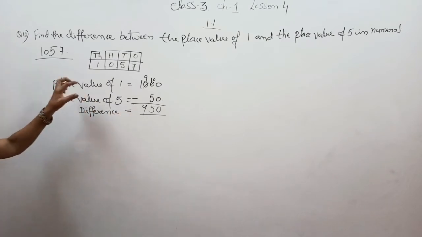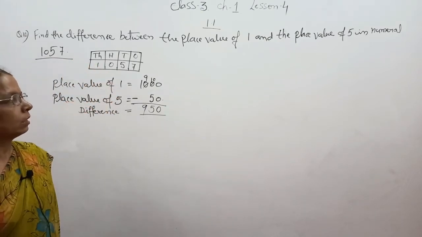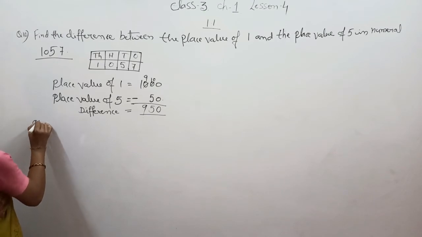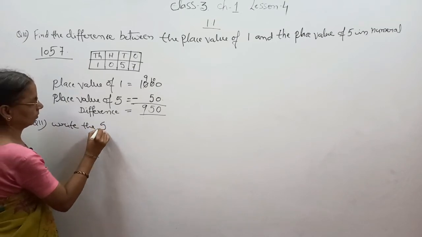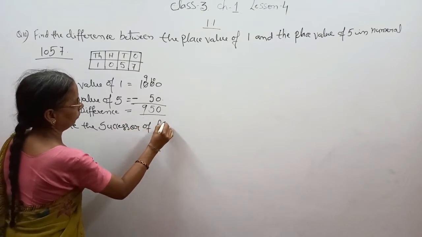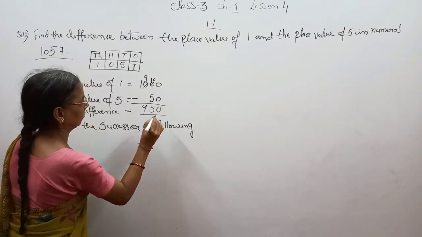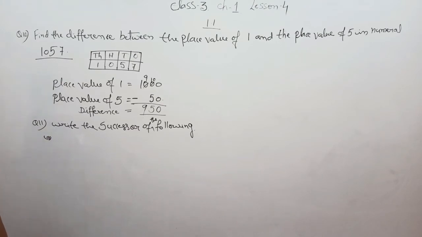Like this, we have to find the difference between two place values in a single given number. Now we have to move to question number 11, that is write the successors of the following. Question number 1, 568.